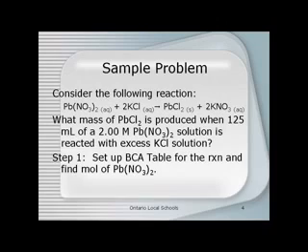So our problem is: what mass of the lead-2 chloride is produced when 125 milliliters of a 2 mole per liter lead-2 nitrate solution is reacted with excess potassium chloride solution? Our first step will be to set up a BCA table for the reaction and find the moles of lead-2 nitrate.